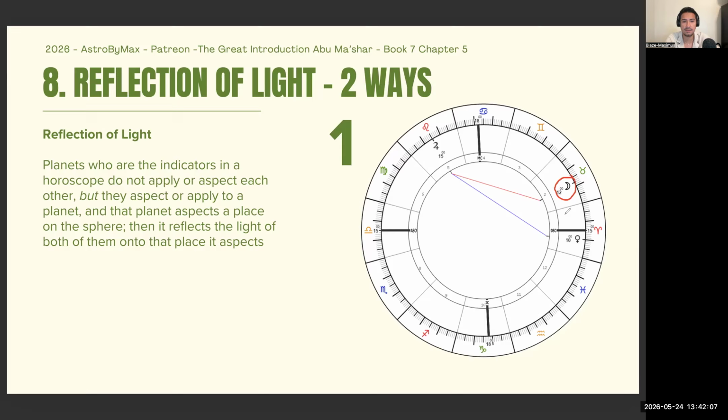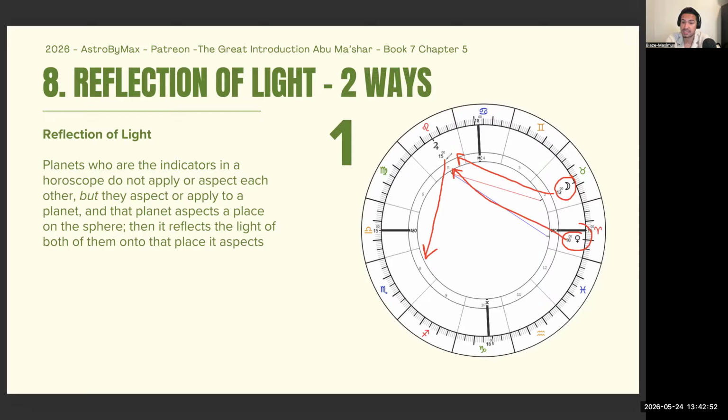So two planets who are the indicators in the horoscope do not apply to each other here. They do not aspect each other, but they both aspect a shared planet. You see that the moon and Venus both aspect Jupiter here, and that planet aspects a place on the sphere. So if the question was about money in this case, if the person would obtain money, if they would obtain fortune, or something in their career, we would see that as it matters in money, Jupiter reflects the light that it's gathering. It takes it and pushes it onto this part of the sphere.